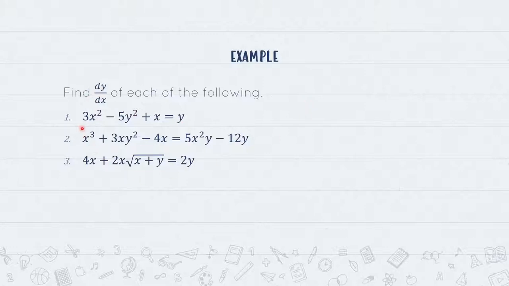For number 1, we have 3x squared minus 5y squared plus x equals y. Number 2, we have x cubed plus 3xy squared minus 4x equals 5x squared y minus 12y. And lastly, we have 4x plus 2x times the square root of x plus y equals 2y.